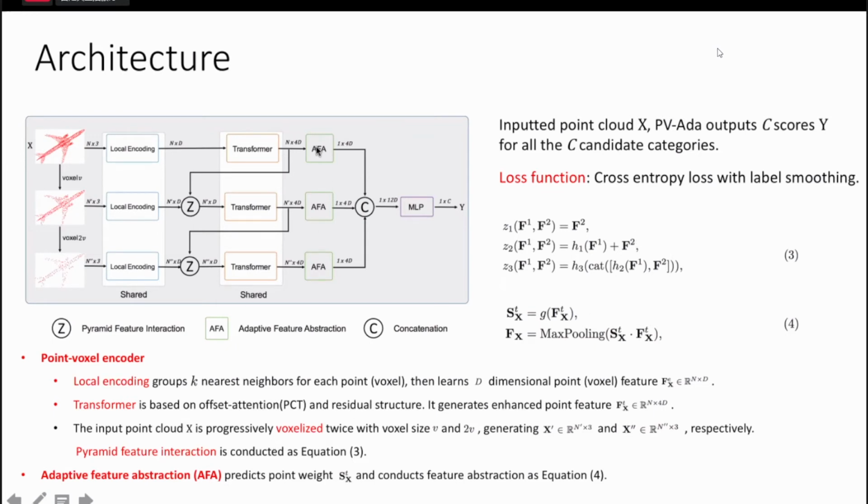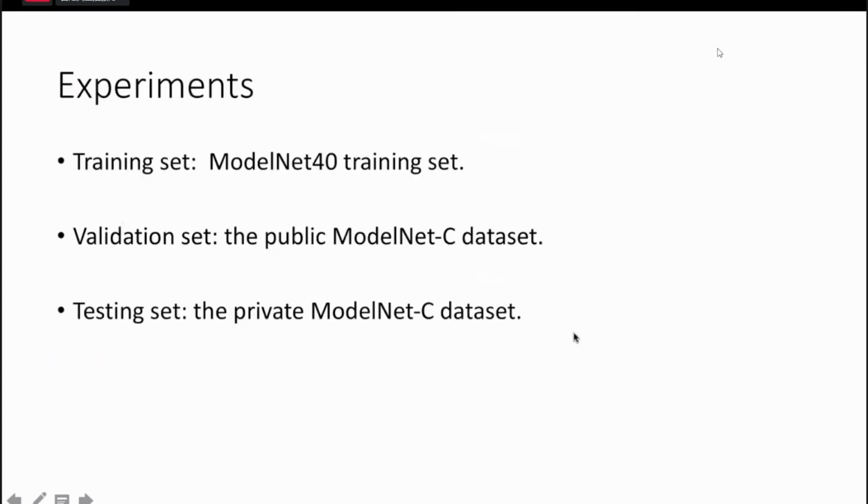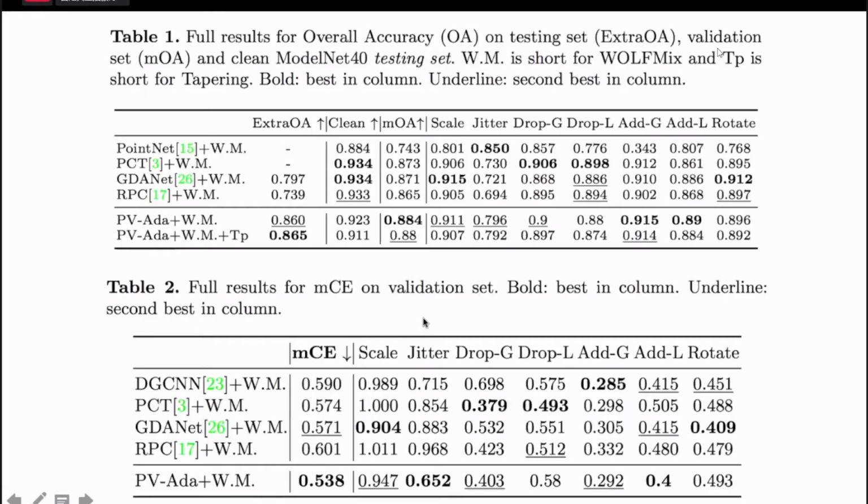The AFA module predicts point weight SXT here, and conducts feature abstraction as in equation 4. The training set is ModelNet40 training set. The validation set is the public ModelNet-C dataset. The testing set is the private ModelNet-C dataset. Overall accuracy and MCE of different models, such as ModelNet, PCT, GDANet, RBC, and PVT-ADA, are reported in Table 1 and Table 2. Here, PVT-ADA achieves the best performance.